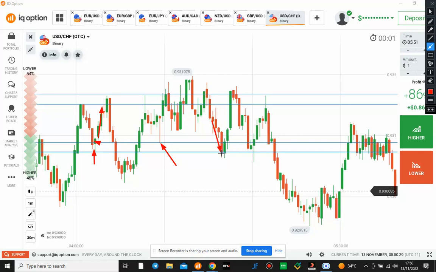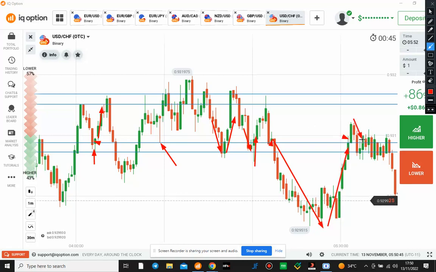The market reverses to the upside. Though the candle closes below, it still reverses. Here again the candle closes inside and still reverses. Here it almost reversed but not enough. Then the price went down. So you can see when the price approaches the level, the candle breaks but still reverses.